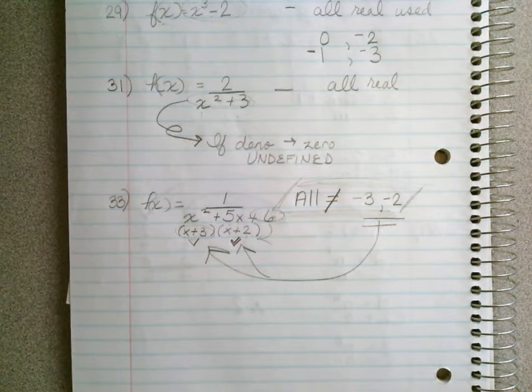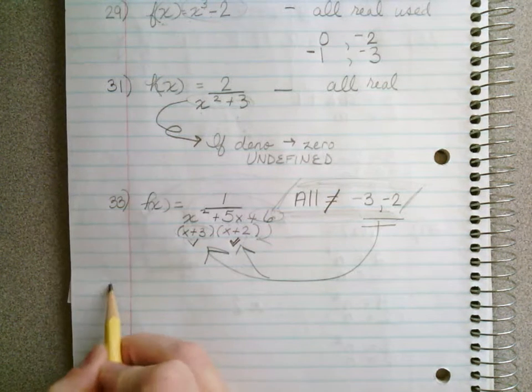Take a look at number 34 real quick. It's already factored. So what numbers would cause that denominator to become a 0? 1 and -2. In other words, you can use anything in the universe except those numbers, because those numbers will 0 out the denominator, and you can't do that.